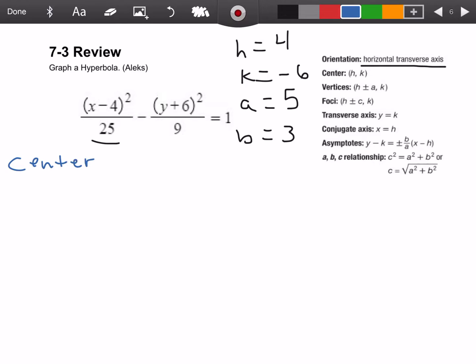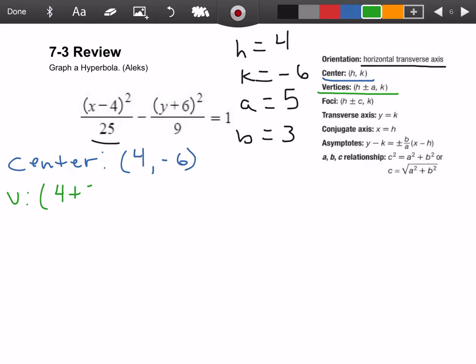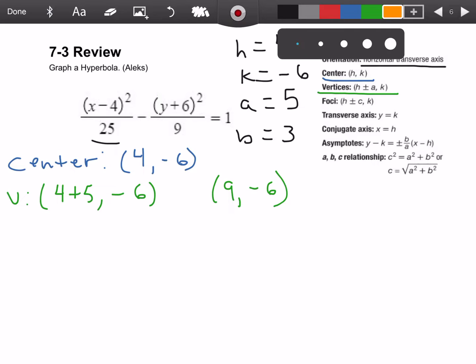Finding our center again, remember it's just (h, k), because it tells us in our cheat sheet over here to the right. So h is 4, k is -6. That is the center of our hyperbola. For the vertex, we just need one of them. In this case, it's going to be h plus a. So that would be 4 plus 5, and then our k value of -6. So that would be (9, -6) would be a vertex, and then using the hyperbola tool, ALEX will plot the other vertex just using symmetry.